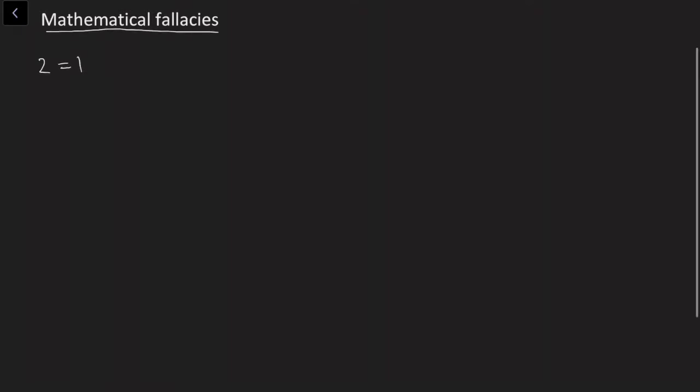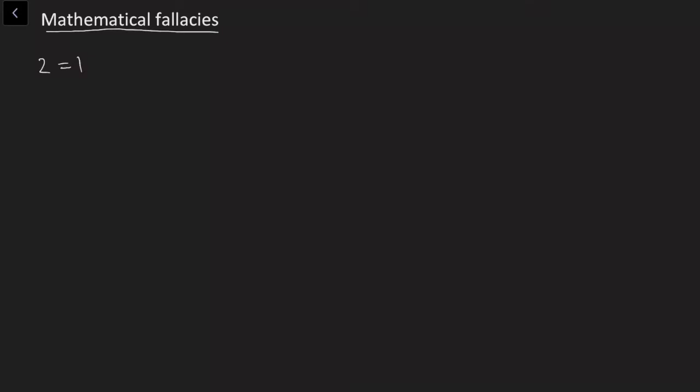Hey guys, today we're going to start off with a topic called mathematical fallacies. Now, what is a mathematical fallacy? It's a proof that can be proved, but then it's actually wrong. Suppose I could say I could prove that 2 is equal to 1. Now, we all know that 2 isn't equal to 1, but there's a way to prove it, and I'm going to show you how.